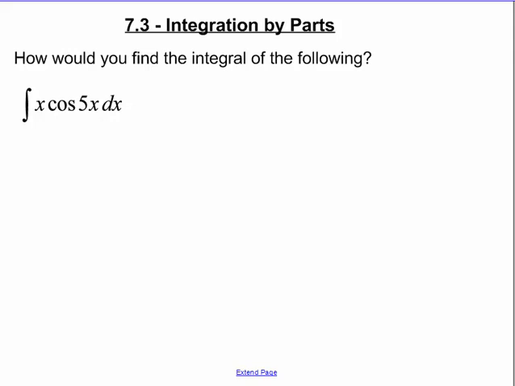So this is a video on integration by parts. And let's look at this integral. How would we find the integral of this? That's a really hard integral because it's not a u substitution, and I have one function times another function. So we have to do what they call integration by parts.